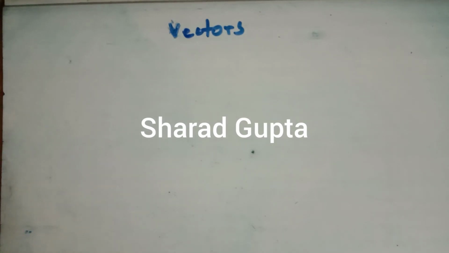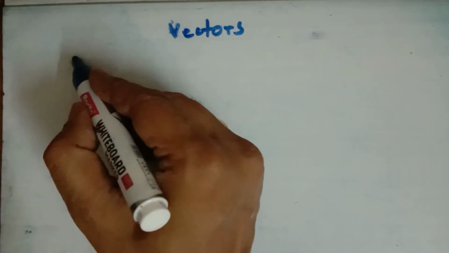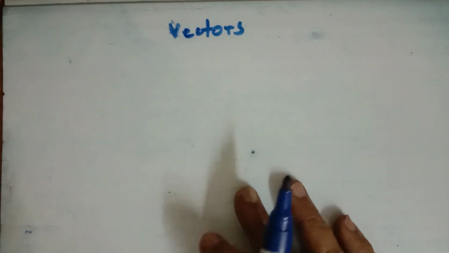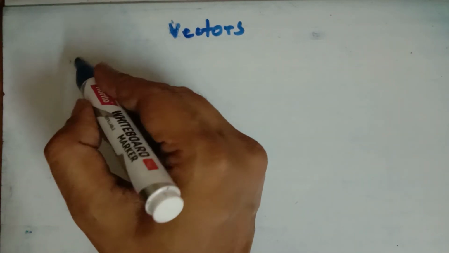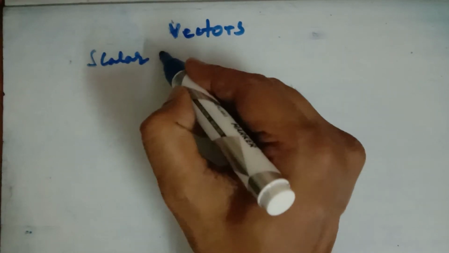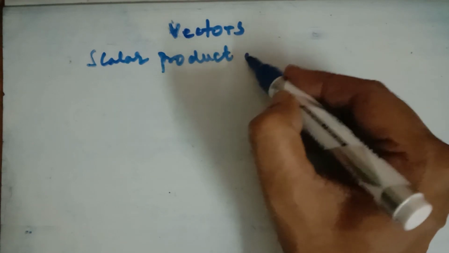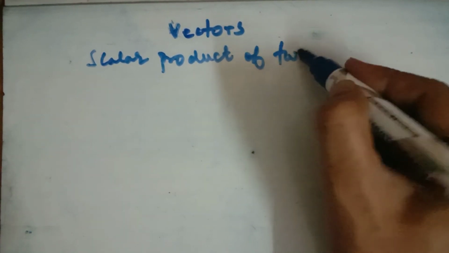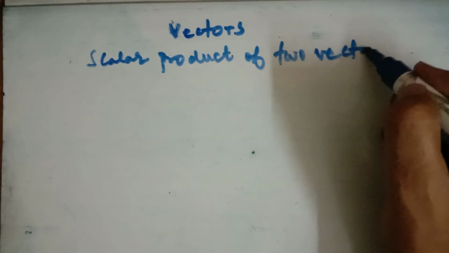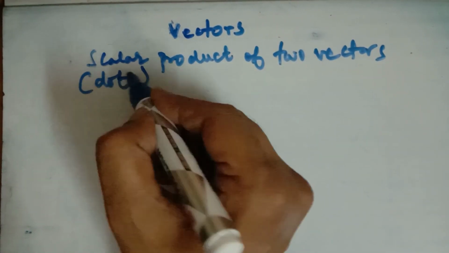Hello, this is lecture number 5 for the chapter Vectors for class 12th, and in this lecture we will study the product of vectors. For the product of vectors, we are taking first of all the scalar product of two vectors. This is also known as the dot product of the two vectors.